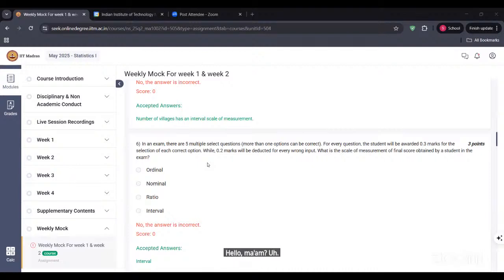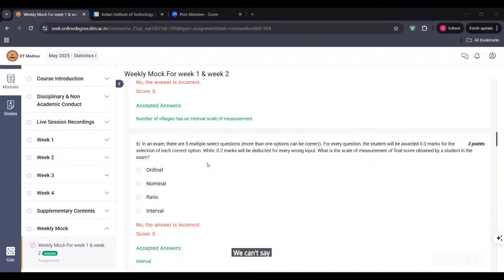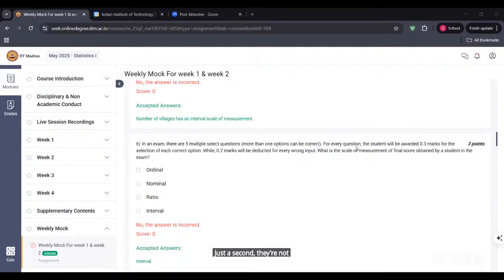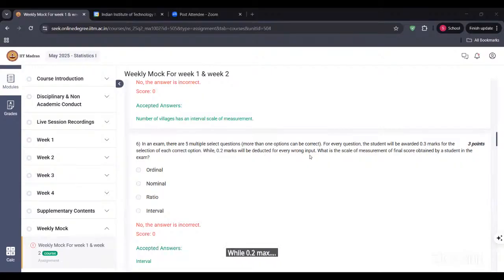The same question was posted in the discussion forum, and one of them answered that because there is negative marking for this, we can't say there is an absolute zero. Because there is 0.2 reduction for wrong input, we can't get an absolute zero. So will that be the reason why it is interval? There are five inputs for every question. Then the students will get out of zero, while 0.2 marks will be deducted for every wrong input.